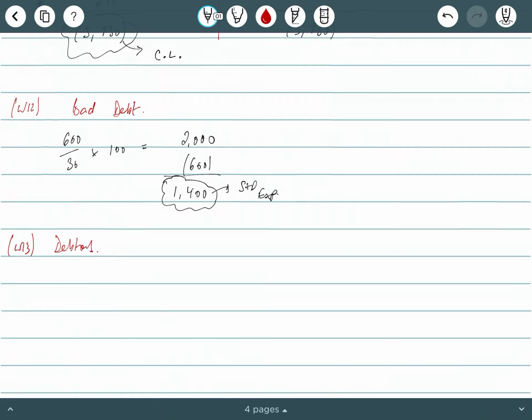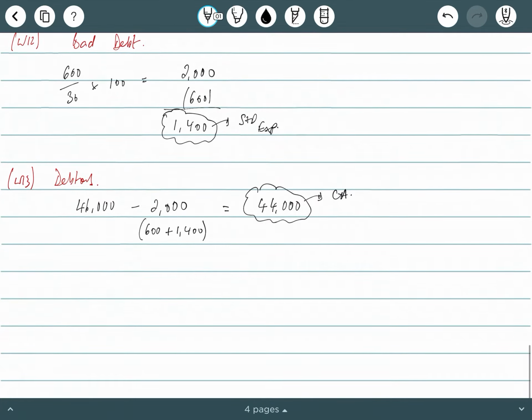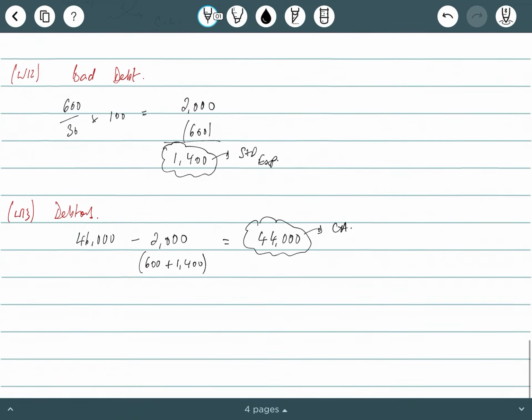So you go back to the trial balance. Your debtors figure there is 46,000. I'm going to subtract the full 2,000. The full 2,000 is both your 600 that you received plus the 1,400 that was written off as bad. So take that 2,000 away from 46,000, and it gives you a new figure for debtors, which is 44,000, which we know is a current asset. So that's that. 600 taken care of.